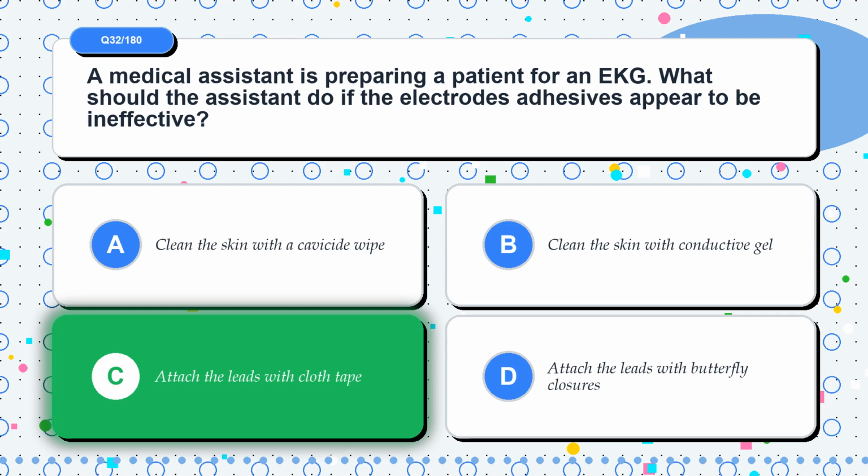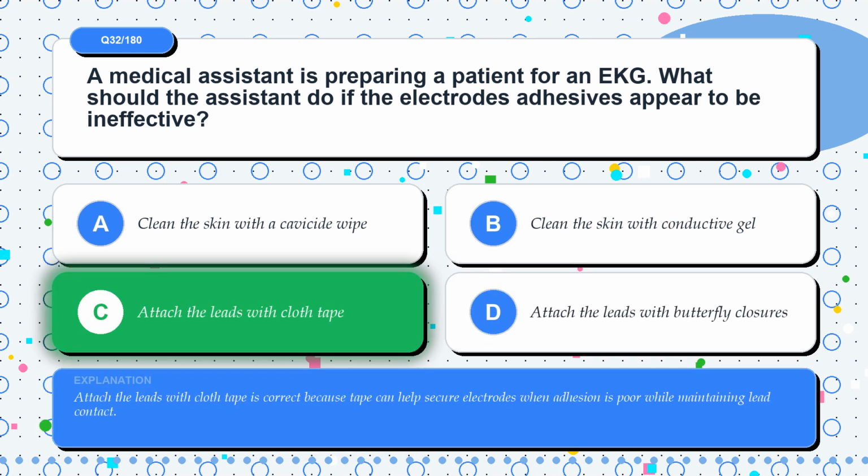The correct answer is option C. Attach the leads with cloth tape. Attach the leads with cloth tape is correct because tape can help secure electrodes when adhesion is poor while maintaining lead contact.